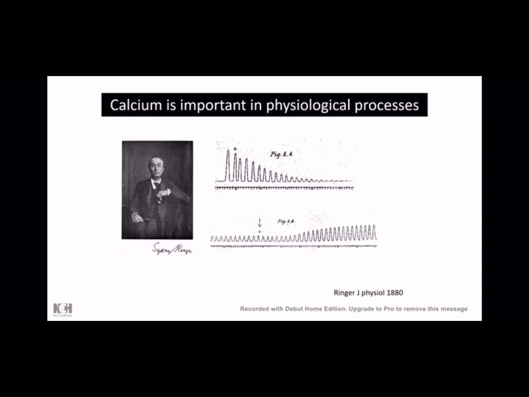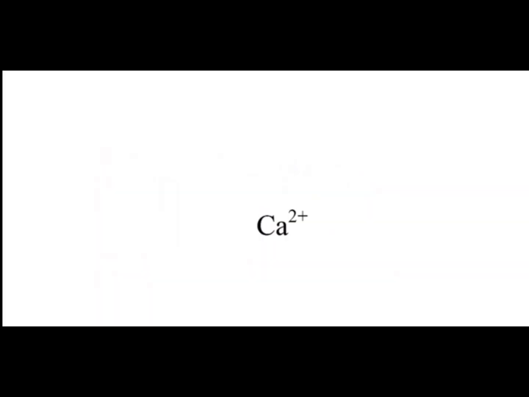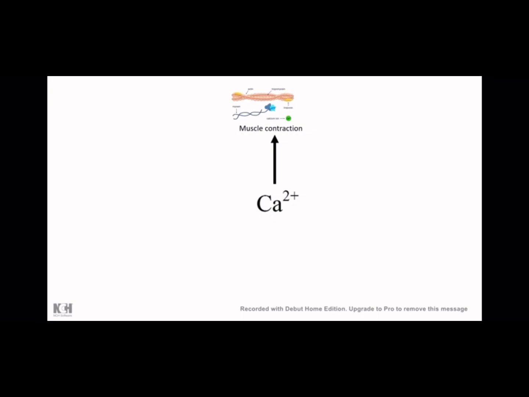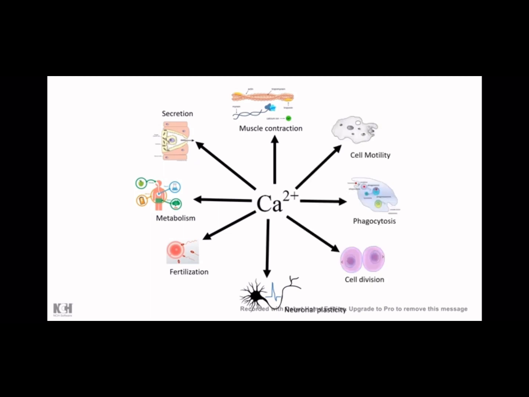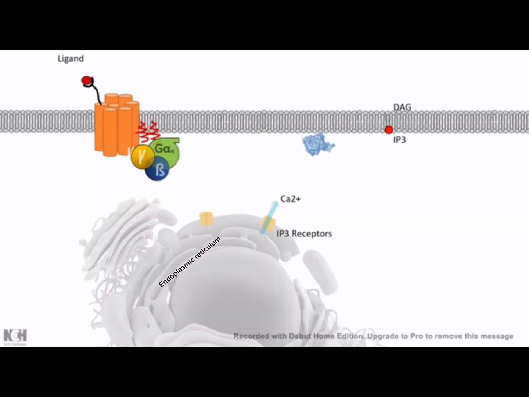Could you think why? It was discovered later on that the London tap water was heavily contaminated by the salts of calcium. Then Ringer's solution was made. It was then applied to all the cellular aspects of calcium, like for muscle contraction, secretion, metabolism, fertilization, and many more. That's enough for the history, guys.